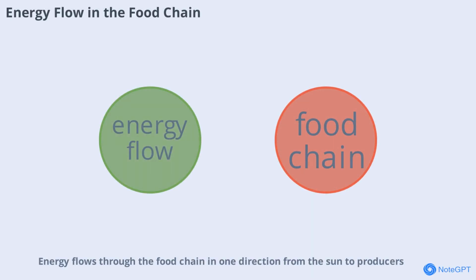Energy flows through the food chain in one direction, from the sun to producers, then to consumers, and finally to decomposers. At each step, some energy is lost as heat, so less energy is available to the next level. This is why food chains usually have only a few links. The flow of energy shapes the structure of ecosystems and determines how many organisms can survive at each level.